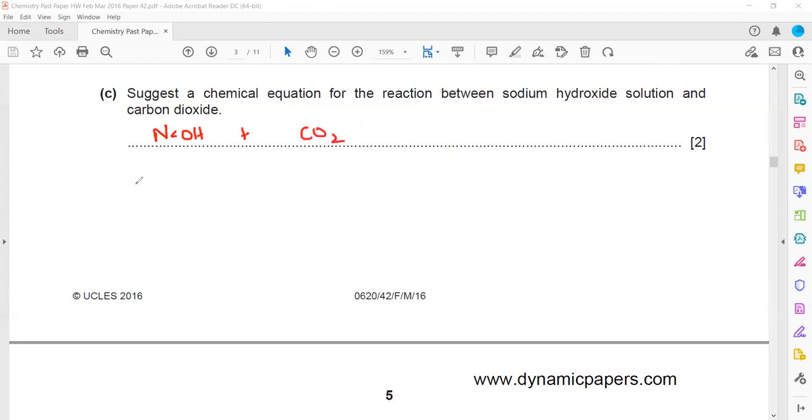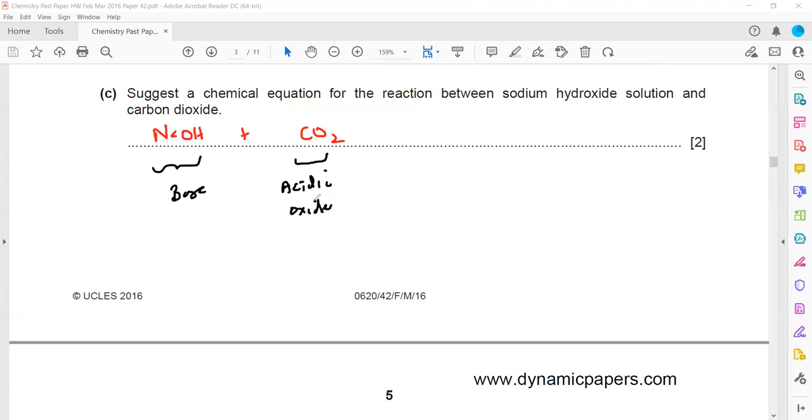Sodium hydroxide, what is this? Acid or base? Sodium hydroxide contains OH. So it is a base, that's right. Sodium hydroxide is a base. Carbon dioxide is a non-metal with oxygen, and carbon dioxide is an acidic oxide.